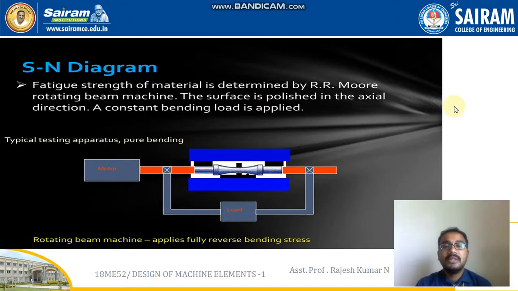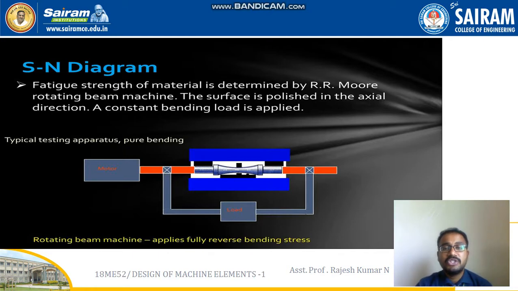Hello everyone. In this video, we will be discussing the S-N diagram, its experimental setup, and all the related graphs related to fatigue. So, the fatigue strength of a material is determined by the R.R. Moore rotating beam machine. He is the person who invented this particular machine, and through this machine only we are doing all these fatigue calculations and graphs.